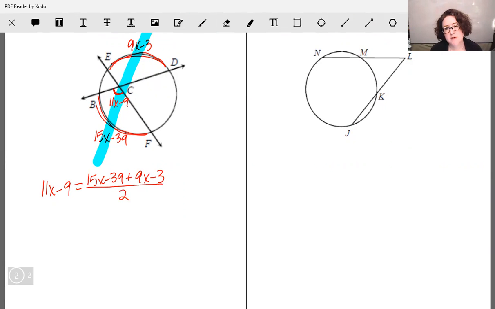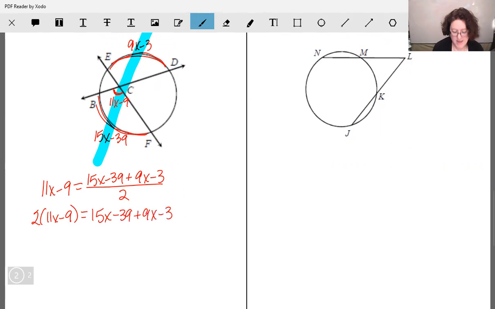Okay, get rid of the fraction. Go ahead and multiply both sides by 2. So that's going to give me 2 times 11x minus 9. I haven't done anything with the numerator yet, so let's just leave that as is for the moment. And now let's go through and simplify.